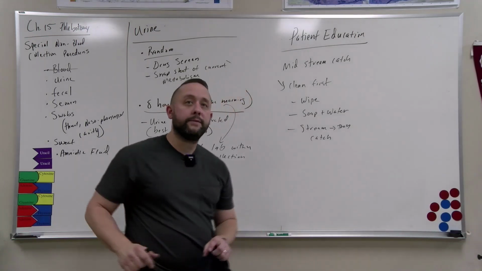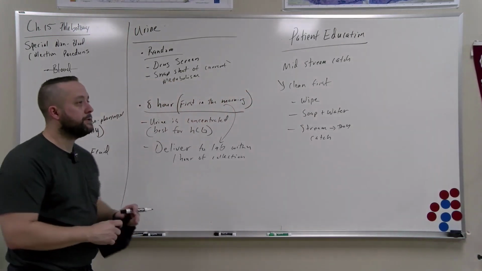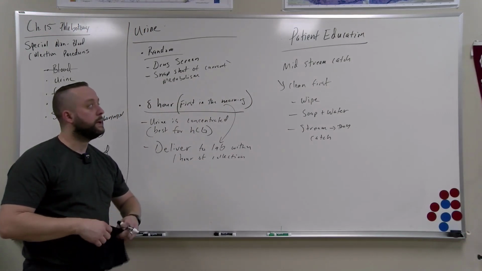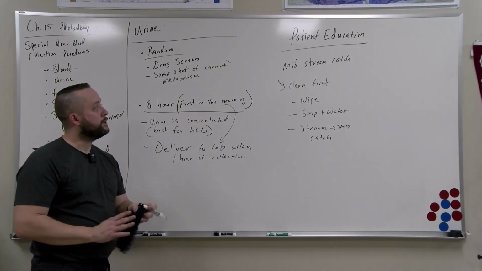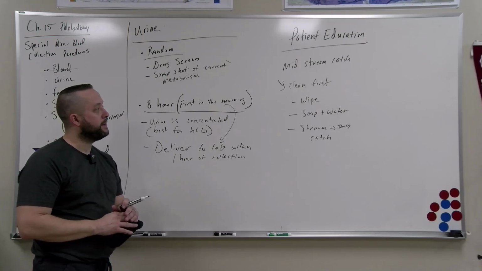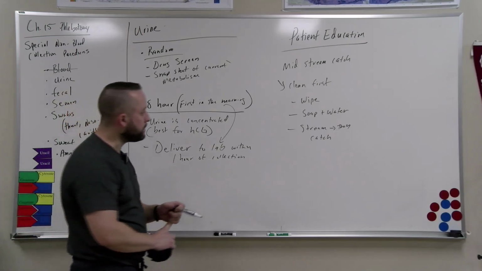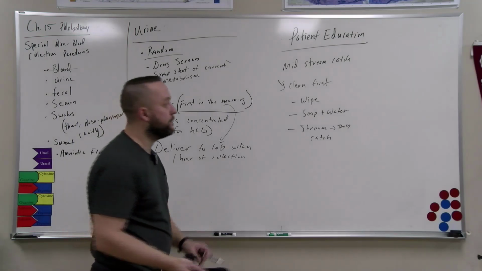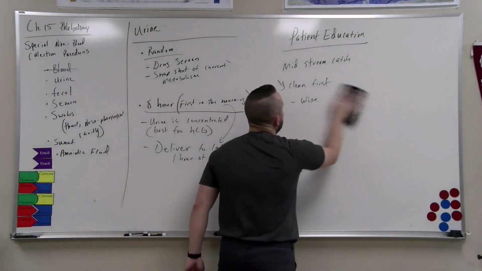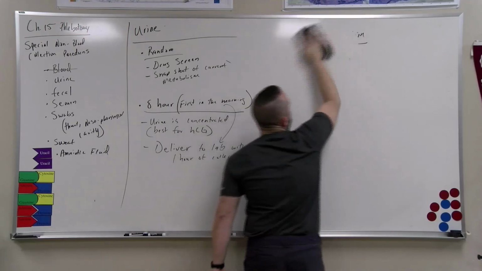Sometimes urine will not come out of a urethra. Sometimes patients have injury to the bladder, urethra or genital areas. They may have difficulty or inability to void due to injury. And so how do we get urine out of them? Well, there's a couple different ways. And I think this is it to wrap up urine.